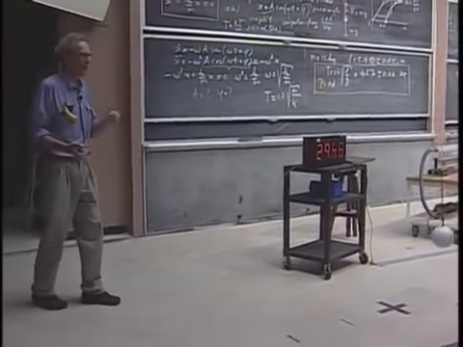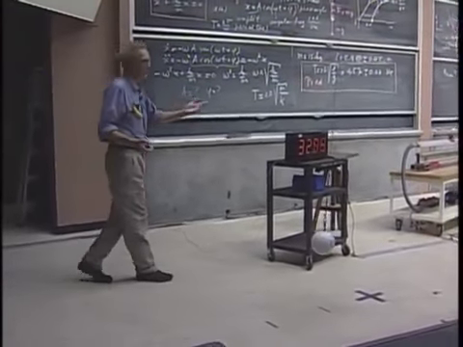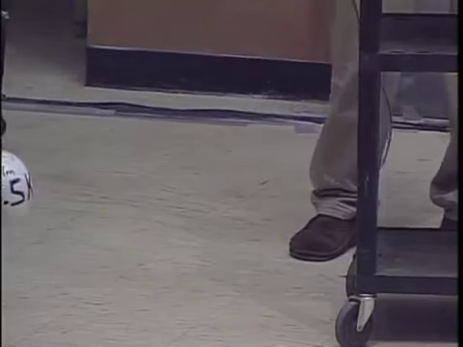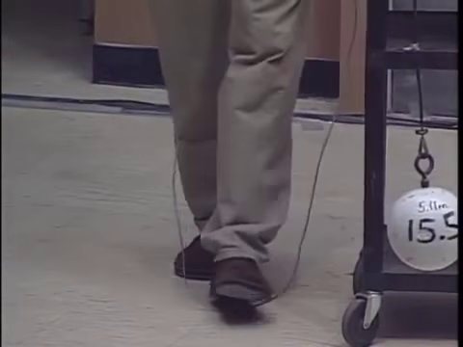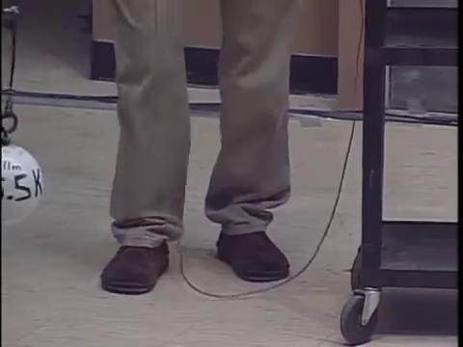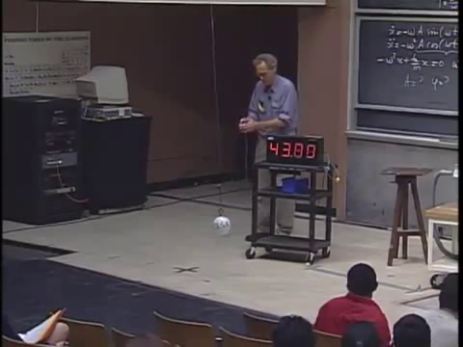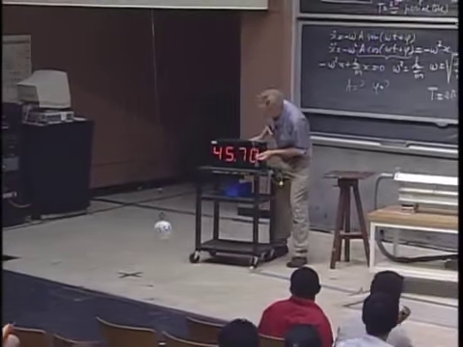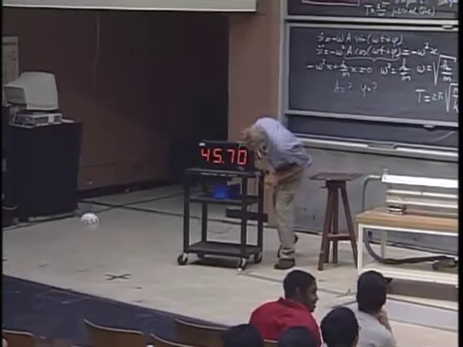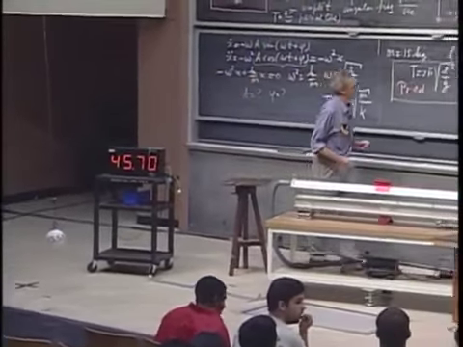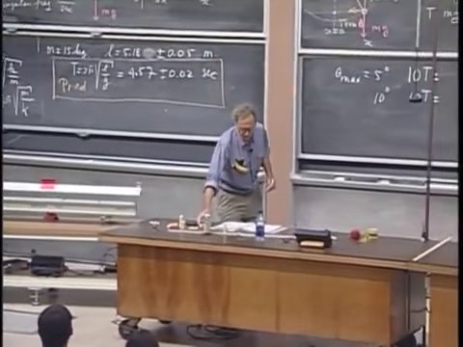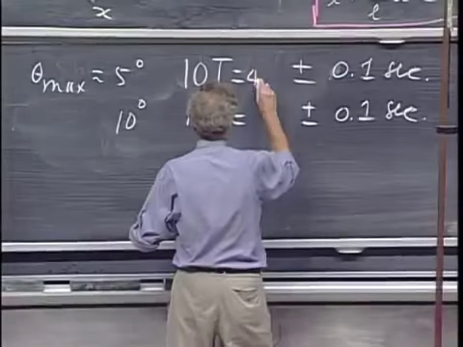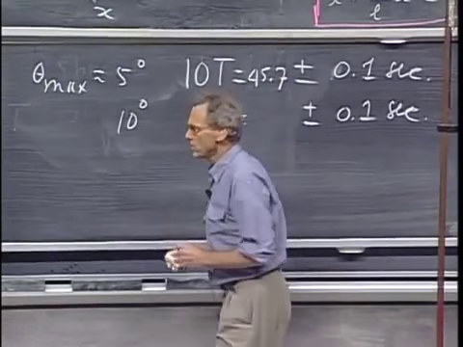Notice there's almost no damping on this pendulum. The amplitude remains almost the same, whereas with the air track, you could actually see that there was already some kind of friction. Where are we now? 9, right? 45.70. 45.70, where's my chalk? 45.70.